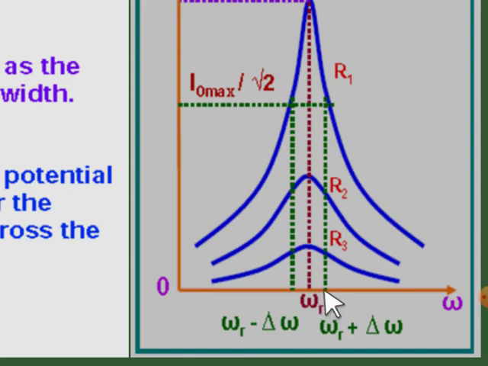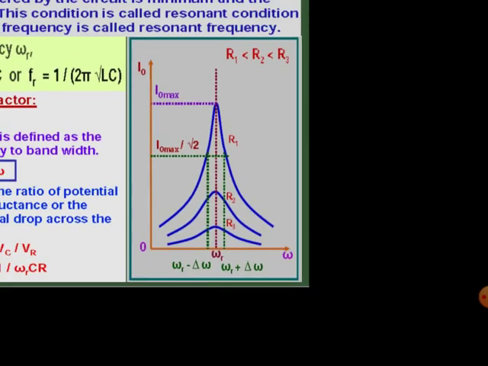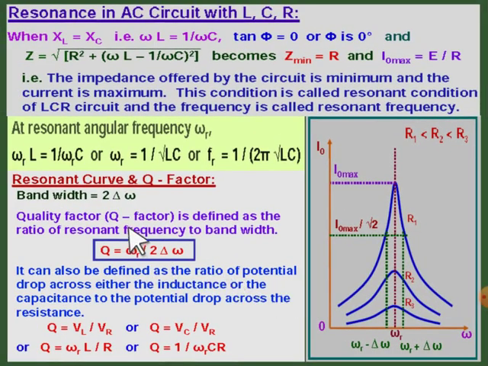This point will represent omega r plus delta omega, so this will be the width of one delta omega, another delta omega. It will be twice delta omega. That is what is written here. So if this is the bandwidth, let's try to define it. The quality factor, or Q factor, is the ratio of the resonant angular frequency to the bandwidth.